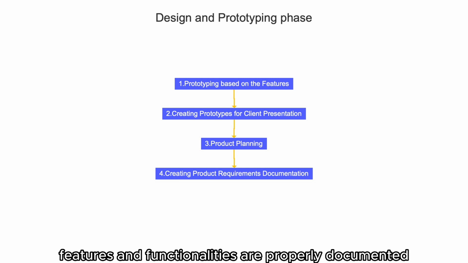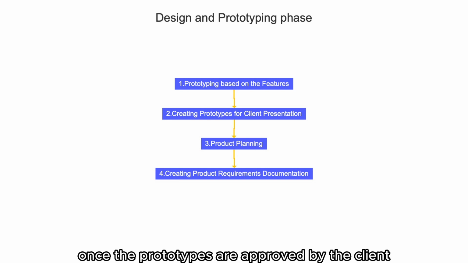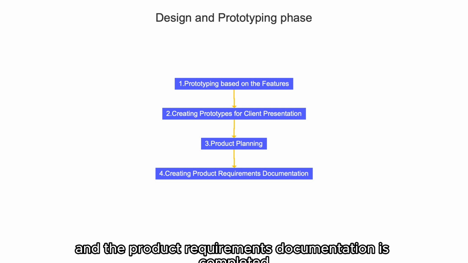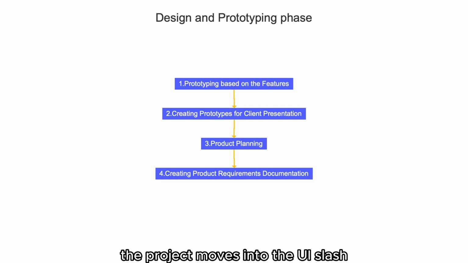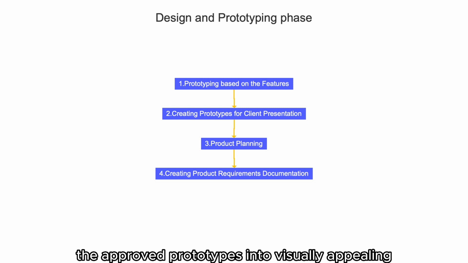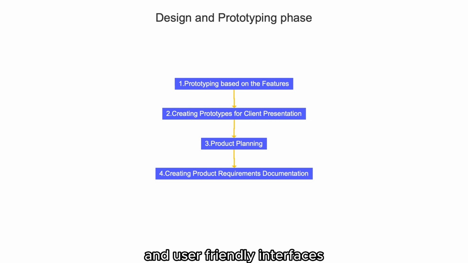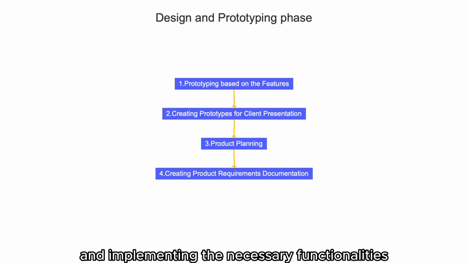Once the prototypes are approved by the client and the product requirements documentation is completed, the project moves into the UI/UX design and development phase. This involves translating the approved prototypes into visually appealing and user-friendly interfaces, and implementing the necessary functionalities based on the defined requirements.